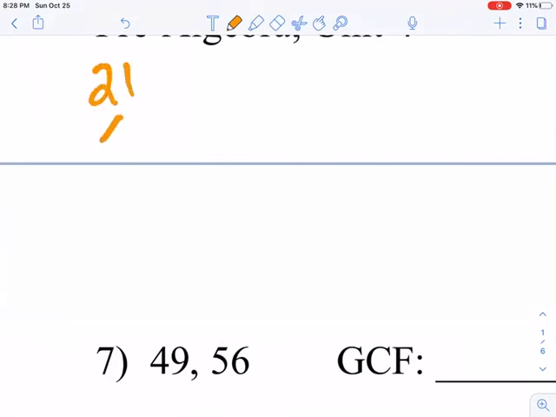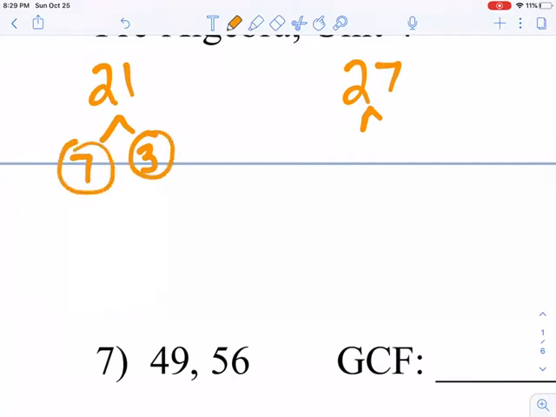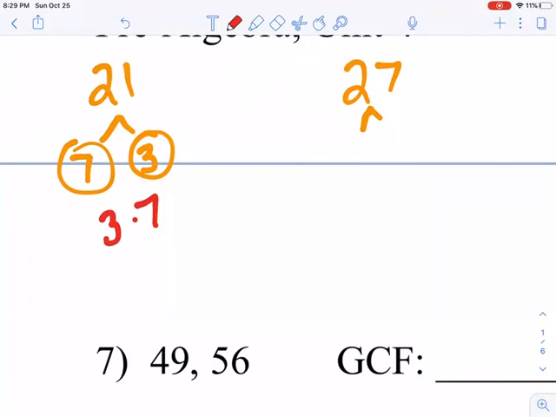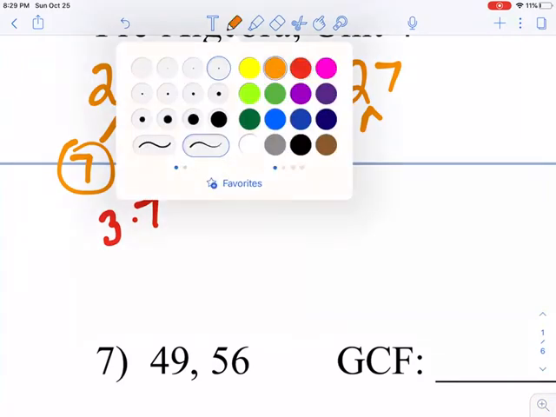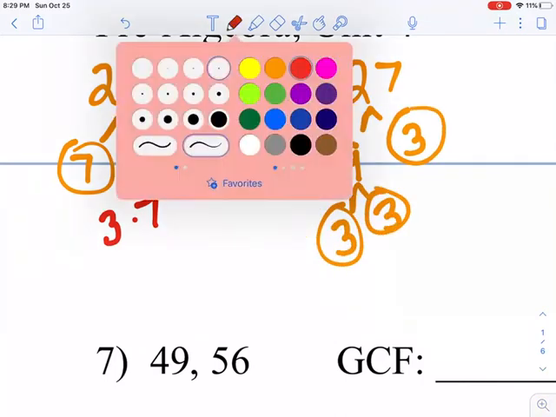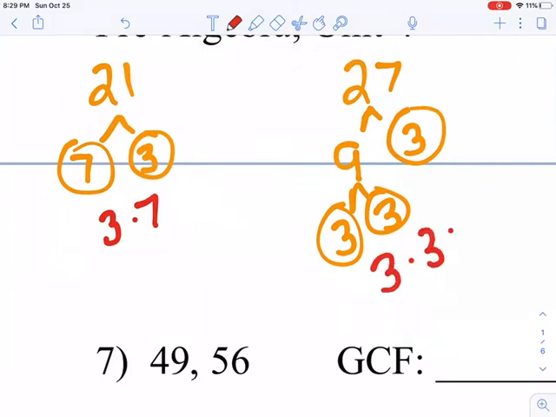So if I make a factor tree for 21 and 27, I'm looking at what are the prime numbers that make up those numbers. So 21 is 7 and 3, and those are both prime, so I can circle those. So 3 times 7 is what makes up 21. And then 27 is 9 and 3. 3 is prime. 9 breaks down into 3 and 3. So for this one, I have 3 times 3 times 3.